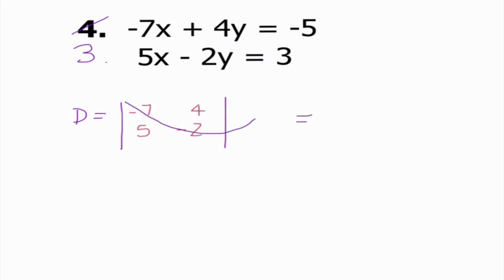Negative 7 times negative 2 is 14. Mr. Determifish says, subtract, baby. 4 times 5 is 20, so I get negative 6.